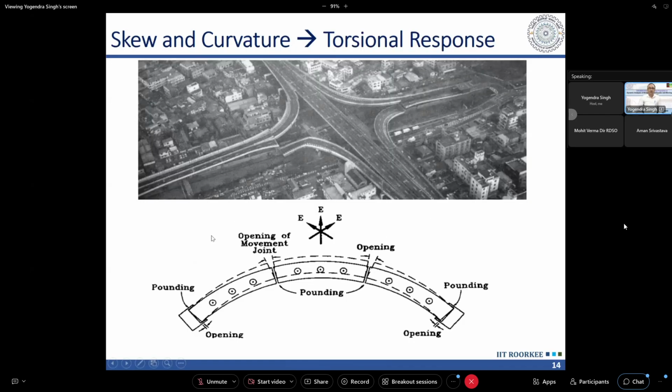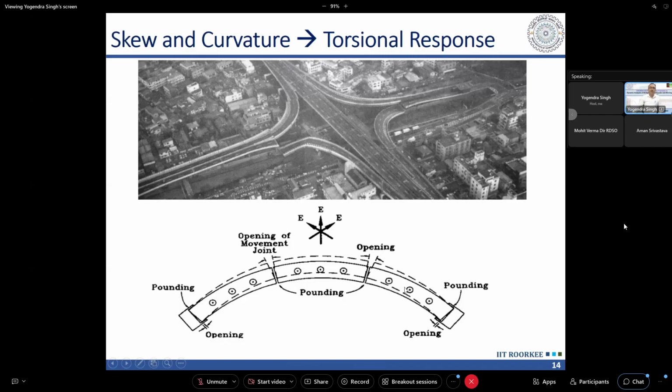Now another issue is in case of skew and curved bridges. When we have skew and curved bridges, the superstructure not only translates in longitudinal and transverse direction, it also rotates. Now that rotation cannot be modeled using a single pier model. So we have to use a 3D model, as I have shown in the previous slide, where the superstructure can be modeled by a single element or a grillage or the finite element.